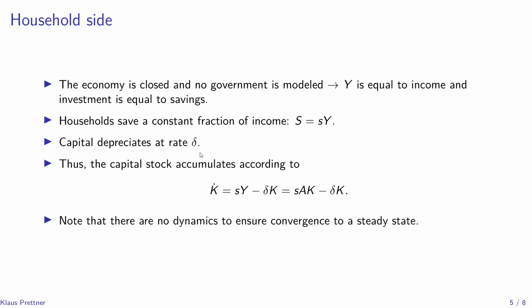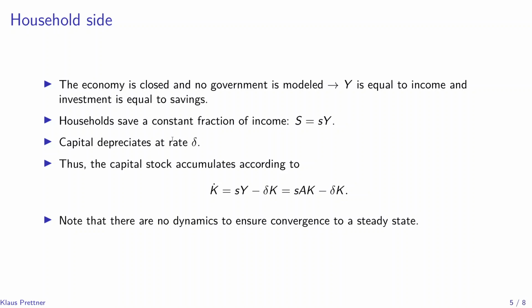And also in the Harrod-Domar model, of course, capital depreciates and the rate of depreciation is delta. So with these assumptions, the capital stock then accumulates according to the equation that we have here. K dot is again the time derivative of the capital stock. So it is the change of the capital stock over time. And the capital stock changes in a positive way by having more investment, so saving. So then the capital stock increases.